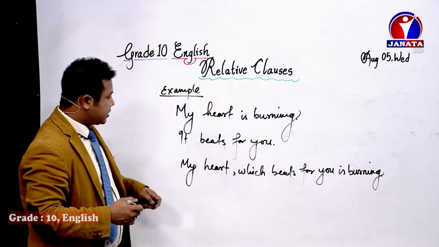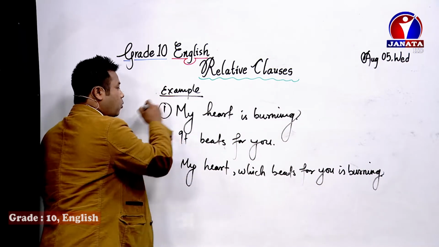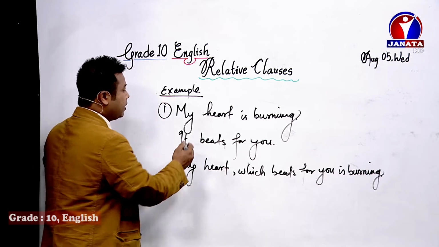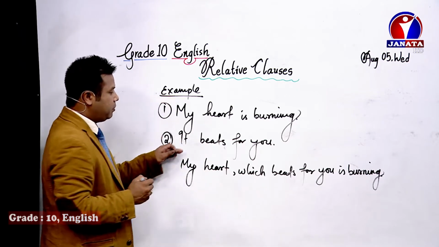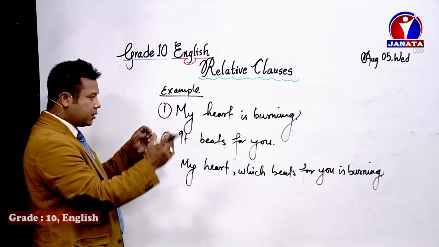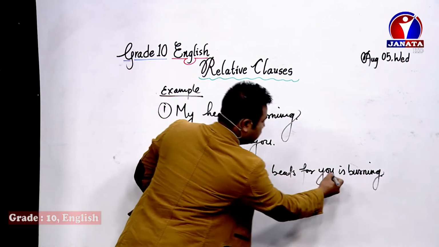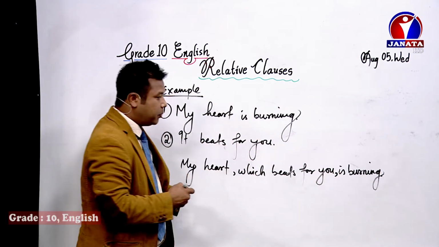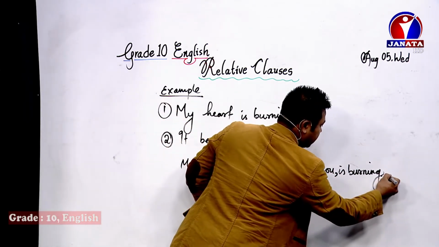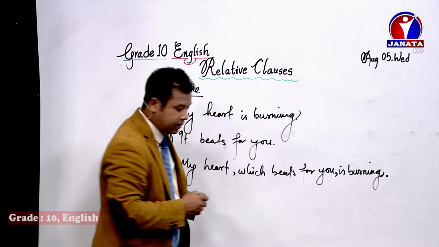Okay, if we can read the sentence. See the first sentence, sentence number one: my heart is burning. Sentence number two: it beats for you. Then I merge these two sentences into one using a relative clause: my heart, which beats for you, and we can close it with a comma, is burning, and it ends with a full stop. Let us have the full stop, quite distinct.